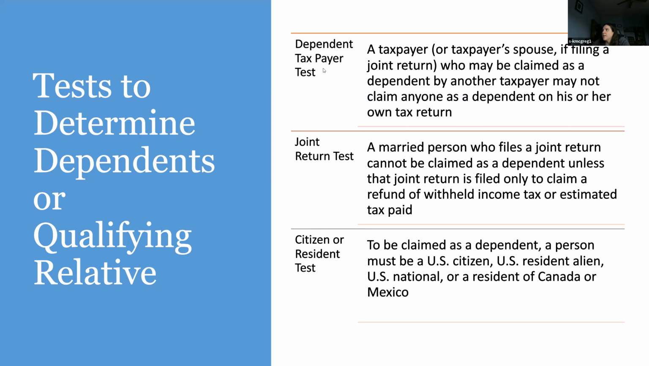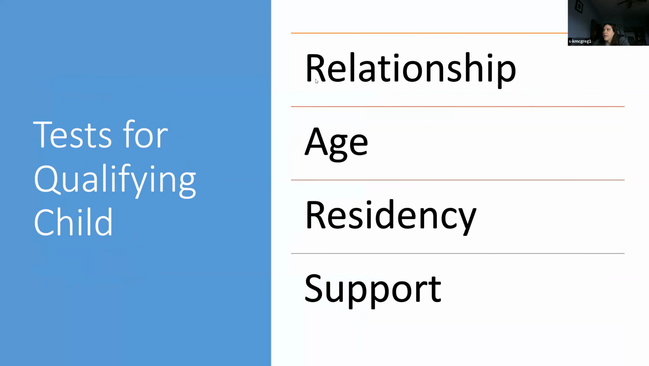So there's different tests. There's the dependent taxpayer test. You have to make sure they're not being claimed by somebody else. There's the joint return test. You have to make sure that they're not married, and the citizens test. So those are the 3 tests. We kind of already went through them, but there's 3 different tests that you have to go through. For a qualifying child, there's a relationship test, an age test, a residency test, and a support test.